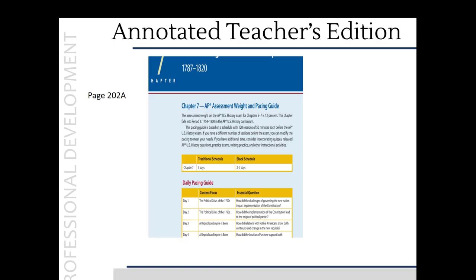On page 202A, we added an AP Assessment Weight and Pacing Guide. As you create your year-round schedule, use these to help determine how many days to spend on each chapter. In our Chapter 7 example, you will spend 5 days with a traditional schedule and 2 to 3 days on the content using a block schedule. Each day is then broken down into one essential question. Let this question guide you in selecting sources, activities, and lecture ideas.